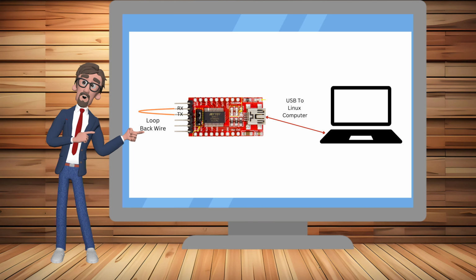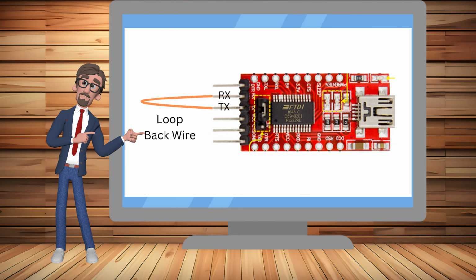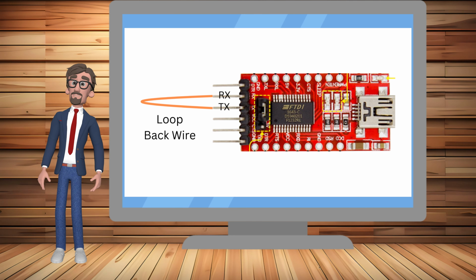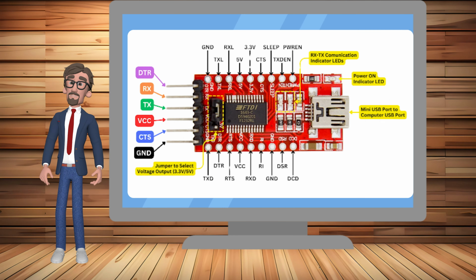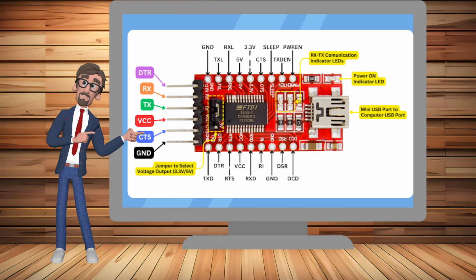First, we have a loopback wire connected as shown. Pause the video to get a good look at the pin and wire connections. I have blown up the image to show you all of the pinout descriptions. For the loopback test, we will only use the TX and RX pins.